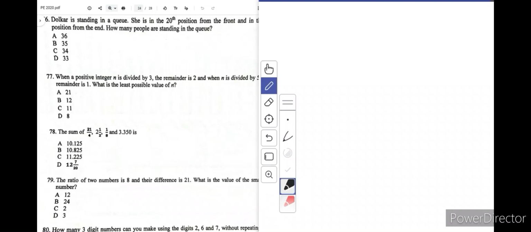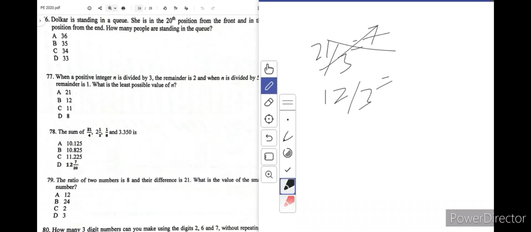According to the question, the number is divided by 3, so we will try to divide all the options by 3. First, 21 divided by 3 is equal to 7. No remainder, so this cannot be our answer. Option 2 is 12. 12 divided by 3 is equal to 4. Remainder 0 again, so this is also not our answer. Option C is 11. 11 divided by 3 has remainder 2. So the first case is verified.